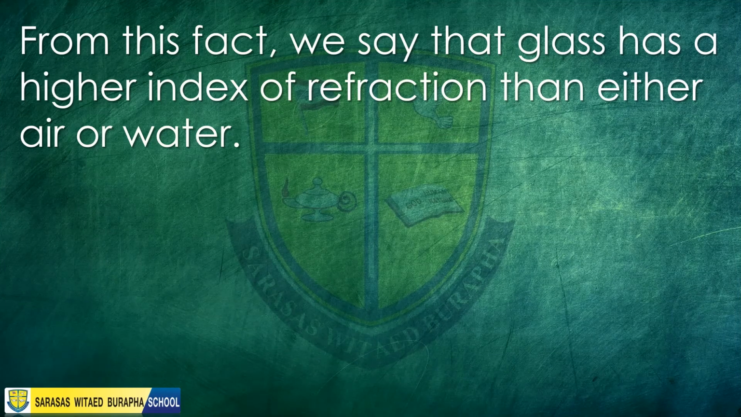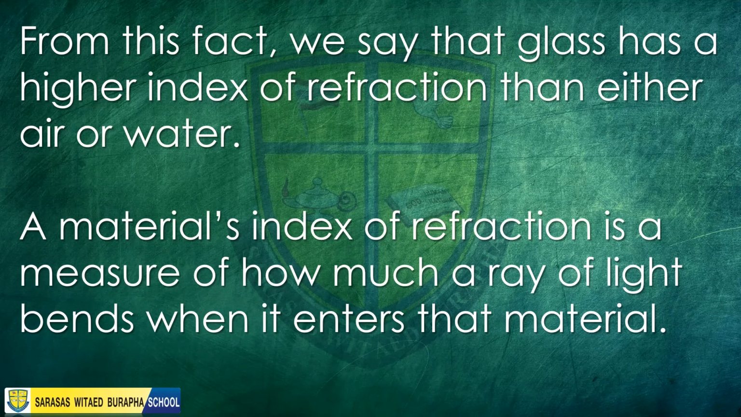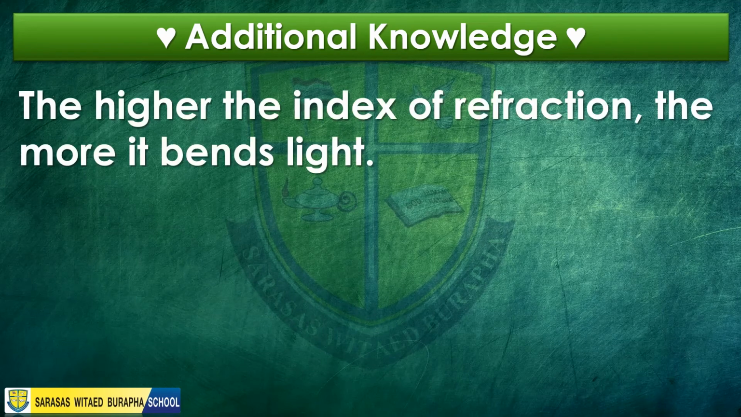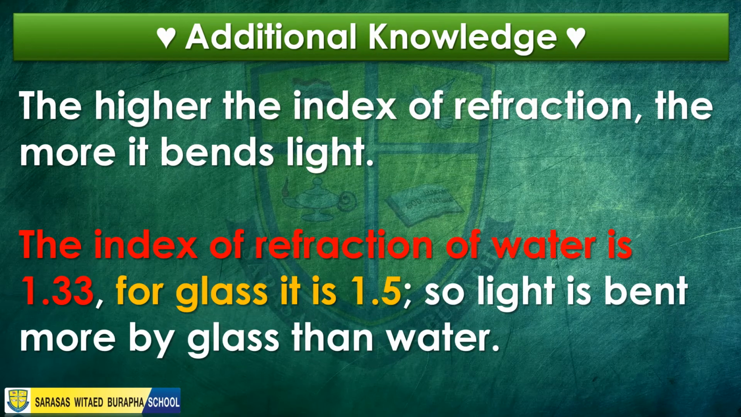From this fact, we say that glass has a higher index of refraction than either air or water. A material's index of refraction is a measure of how much a ray of light bends when it enters that material. Additional knowledge. The higher the index of refraction, the more it bends light. The index of refraction of water is 1.33. For glass, it is 1.5. So light is bent more by glass than water.